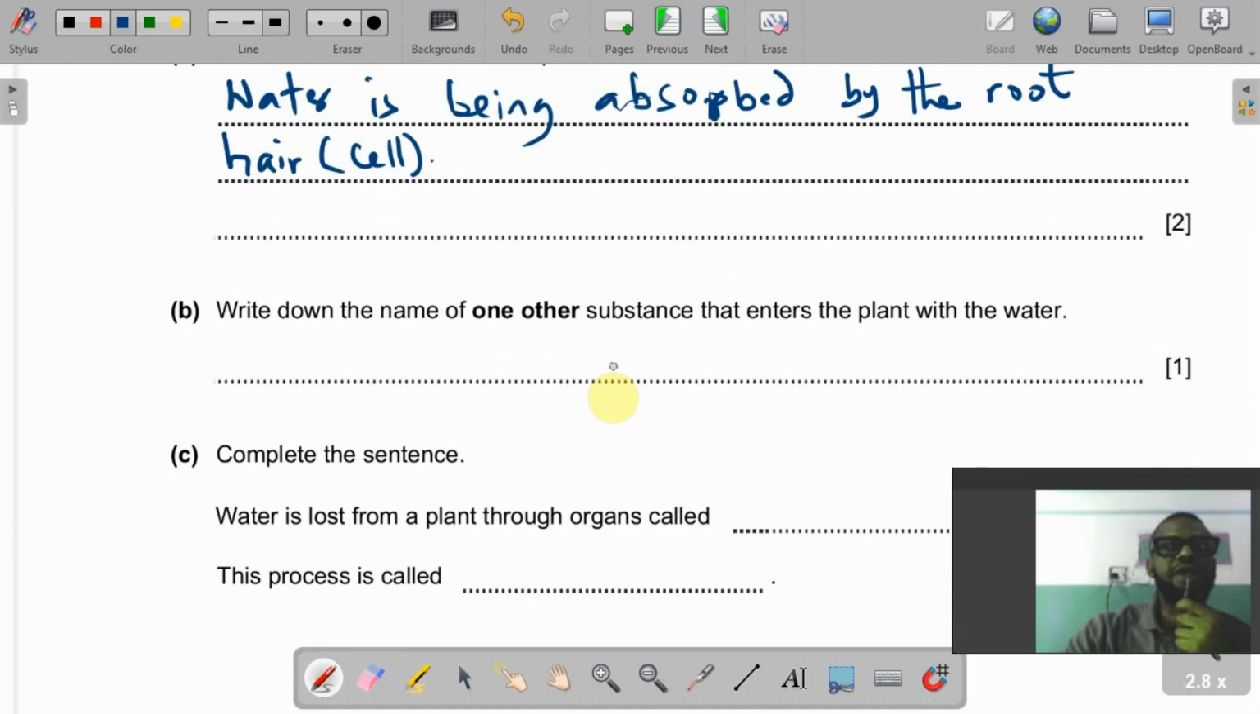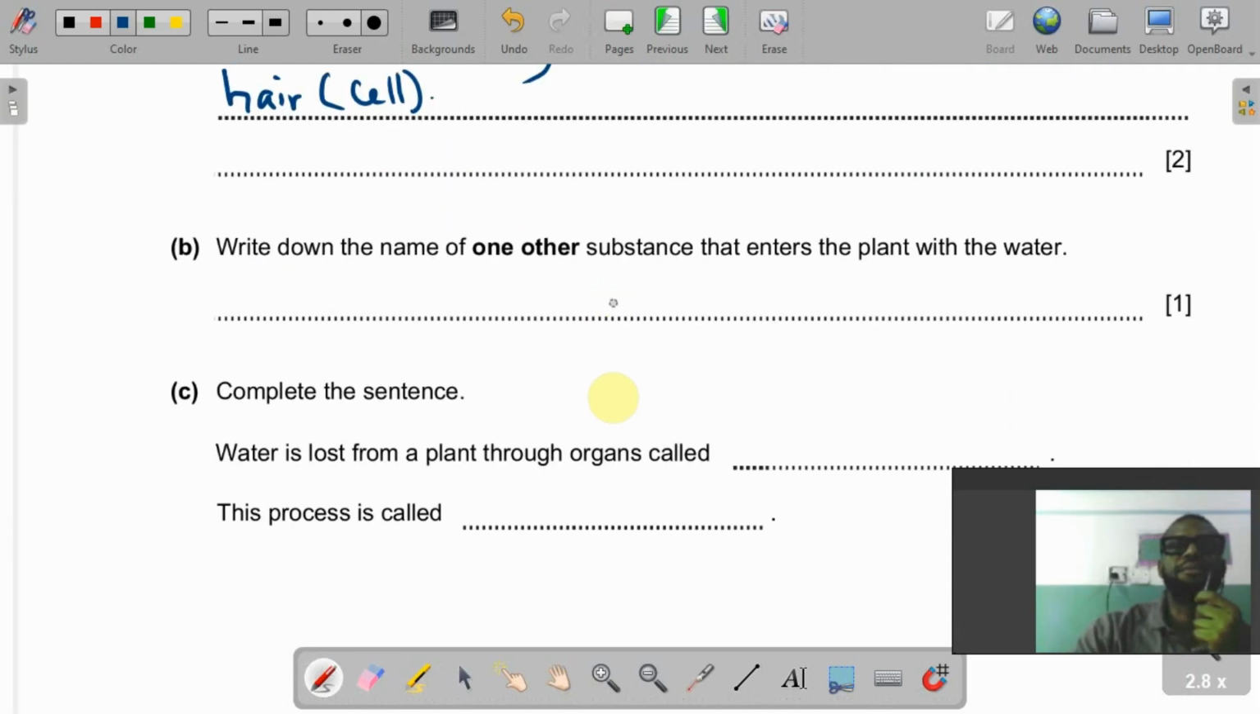Alright, the next question. Write down the name of another substance that enters the plant with the water. Mineral salt. So not only water is being absorbed, mineral salt is also absorbed.